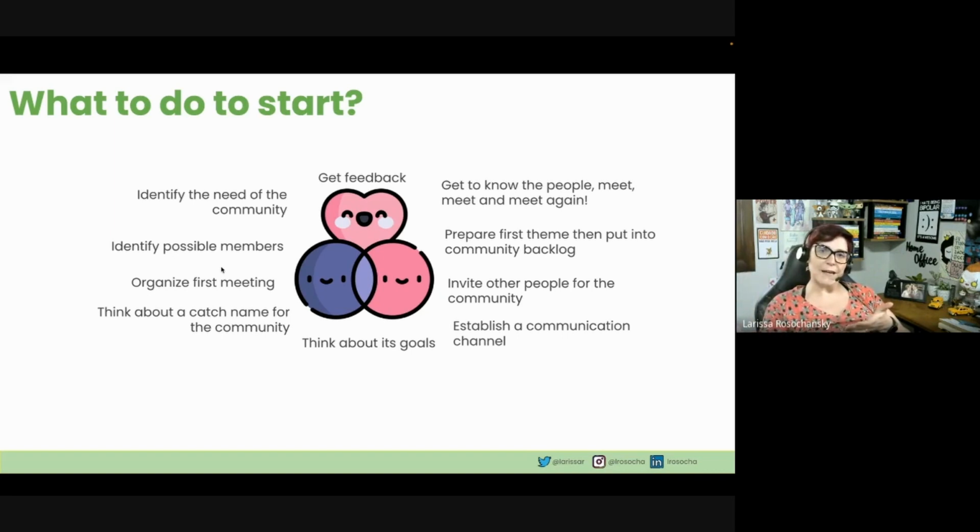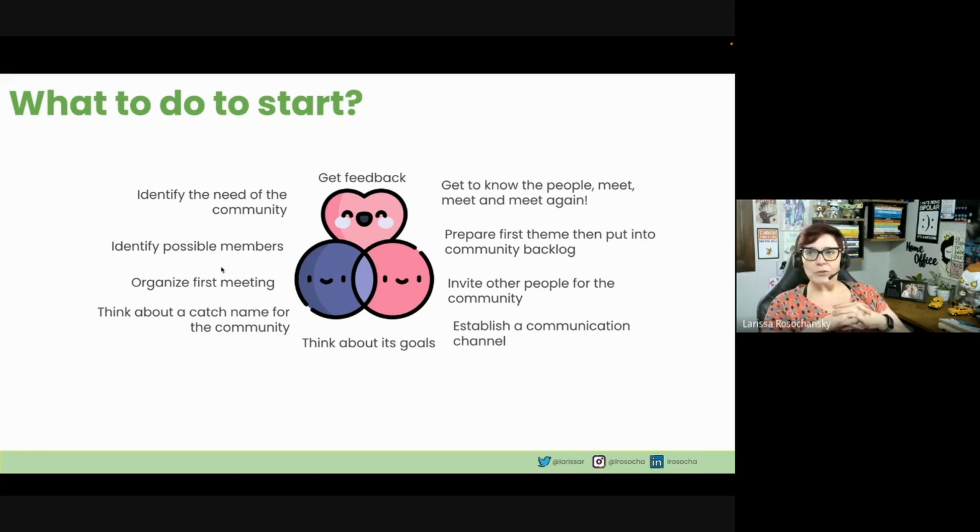You will need to publicize this. Think about a catchy name for the community. Be a little bit of a marketer. Use your marketing tools to think about a catchy name. Think about its goals. What do you want to accomplish with this chapter?